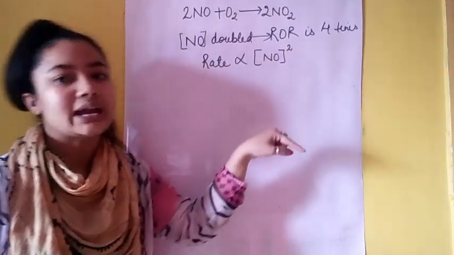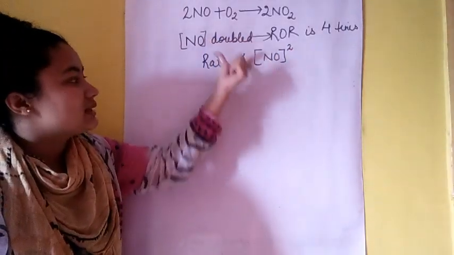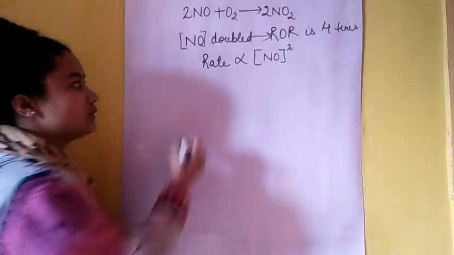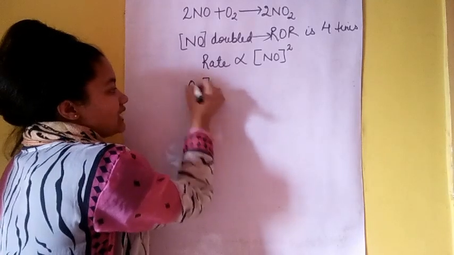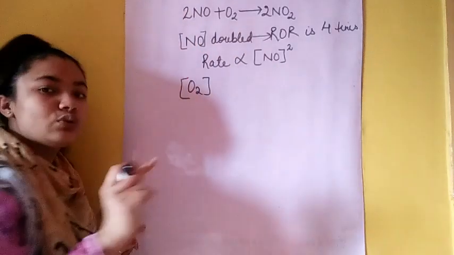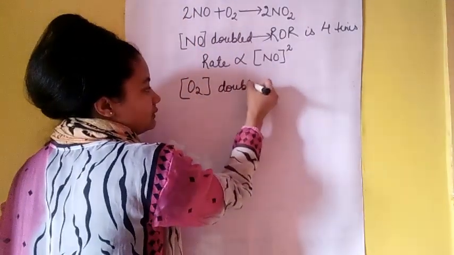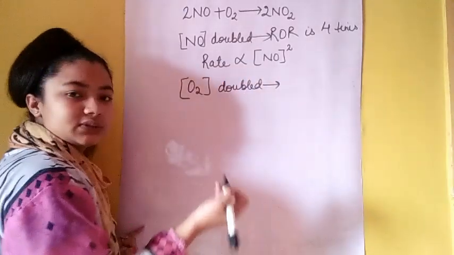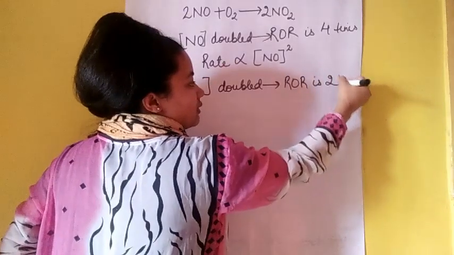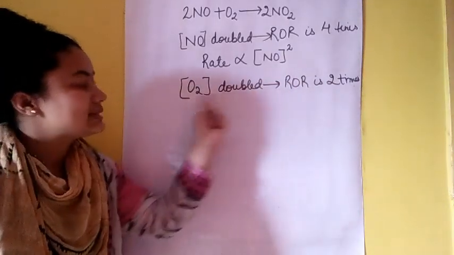It will become 4 times. The rate of reaction will become 4 times. So from this data we can conclude this, right? Now for the concentration of oxygen, what we did was change the concentration of oxygen, keeping the concentration of NO constant. Now the concentration of oxygen is doubled. So what is observed is that the rate of reaction is also doubled, or we can say twice. Now what does this line suggest?